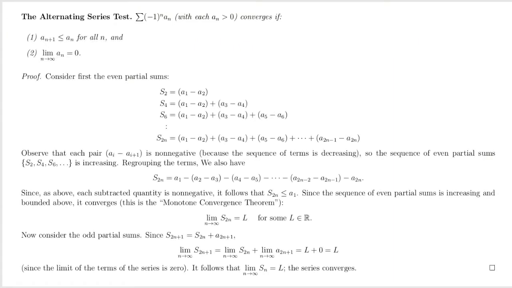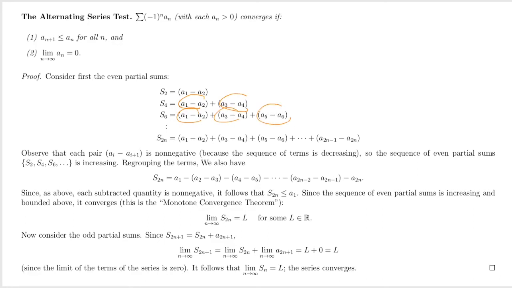Let's look at a proof of the alternating series test. And not to worry, it looks worse than it is. Let's start out by considering the even partial sums. So S2, which is a1 minus a2, and S4, which is a1 minus a2 plus a3 minus a4, S6, a1 minus a2 plus a3 minus a4 plus a5 minus a6, etc. And you can see I've grouped the terms together, two at a time like this. And that's for a reason.